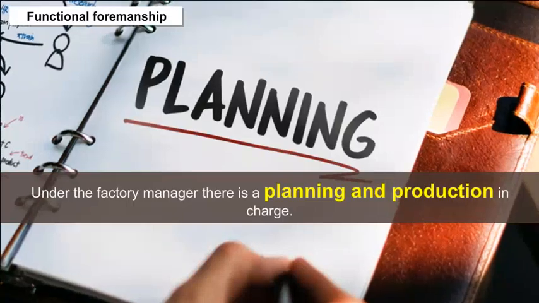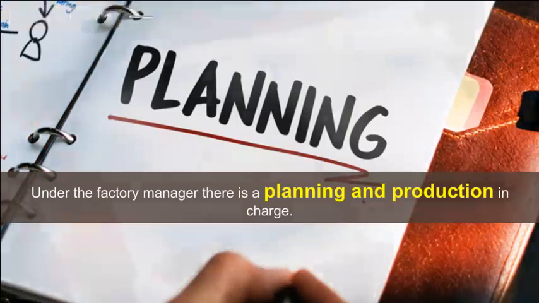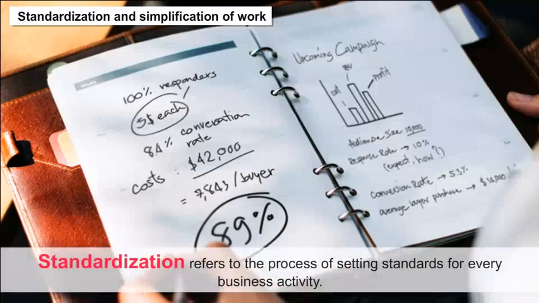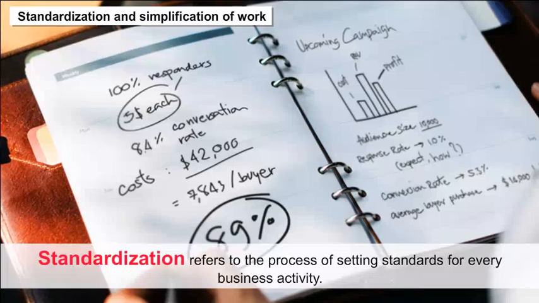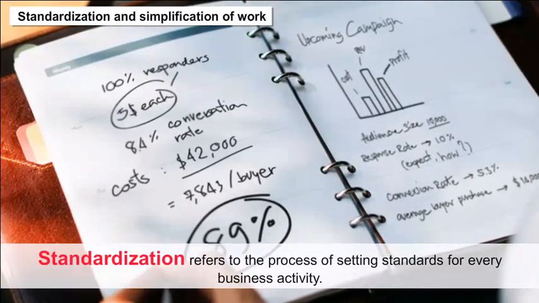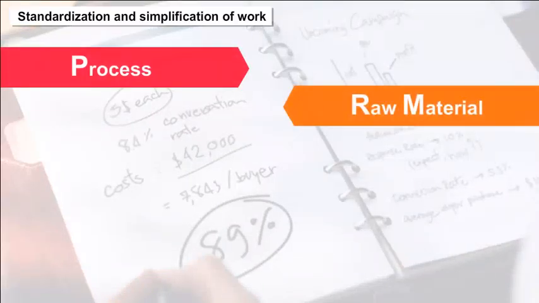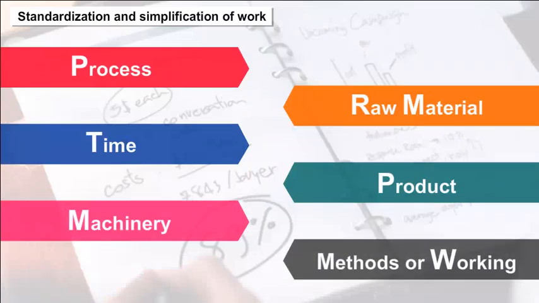Under the factory manager, there is a planning and production in charge. Standardization and simplification of work. Standardization refers to the process of setting standards for every business activity. It will be standardization of process, raw material, time, product, machinery, methods, or working conditions. These standards are the benchmarks which must be adhered to during production.